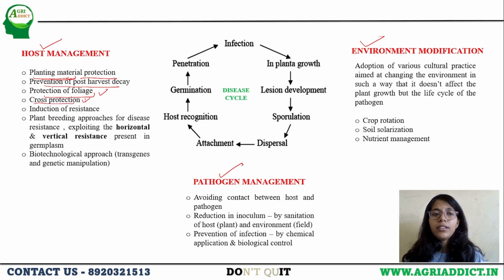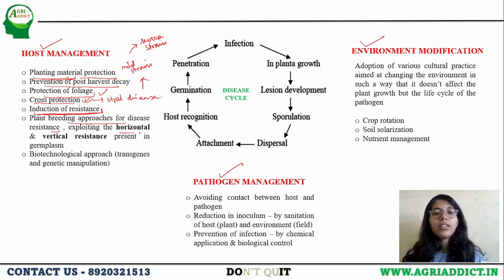Cross protection. This method is very much useful in managing a viral disease. So here what happens? The mild strain of the virus is artificially inoculated in the plant so that it develops a resistance, and in a later stage it helps the plant to prevent the attack from the severe strains of that virus. We also need to induce resistance in the plant. Various plant breeding methods for disease resistance are there.